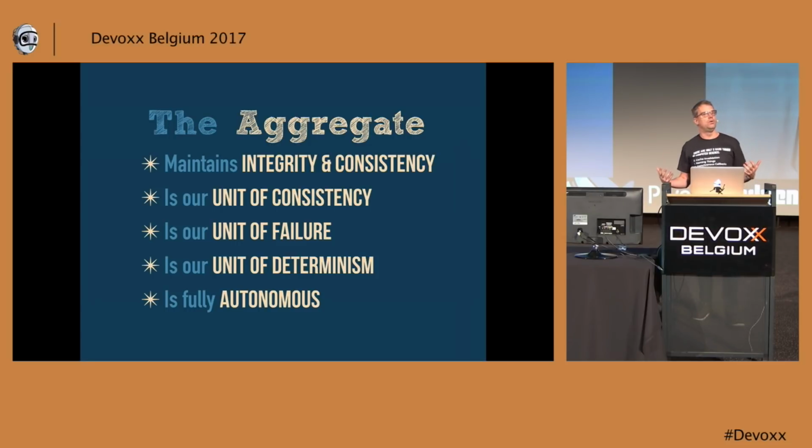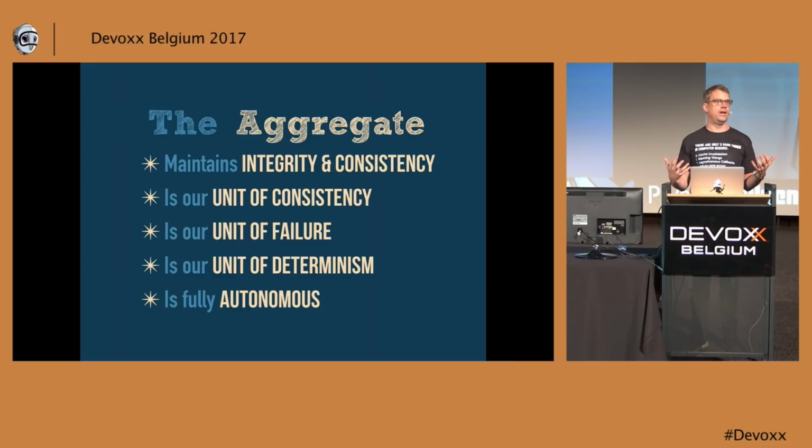In DDD, you usually model this in terms of the aggregate. The aggregate is the component that manages state, usually mapped to some sort of database for durable storage. It is your unit of consistency that manages the integrity and consistency of your data, ideally in a strongly consistent fashion per aggregate, so you can rely on full determinism within the aggregate.